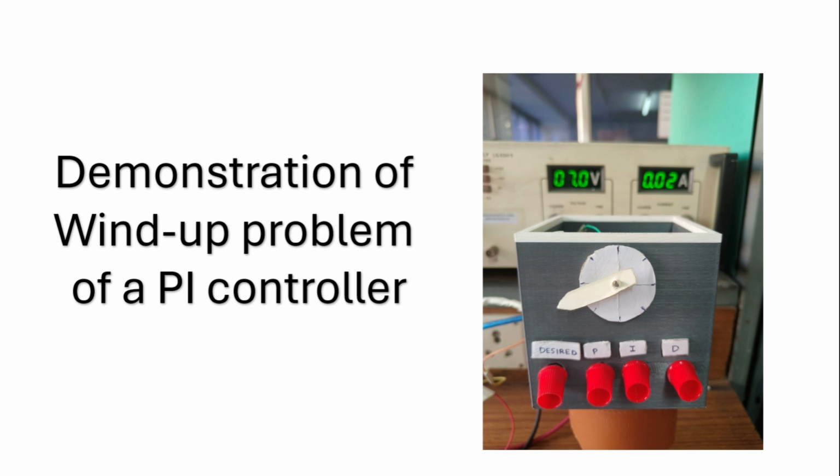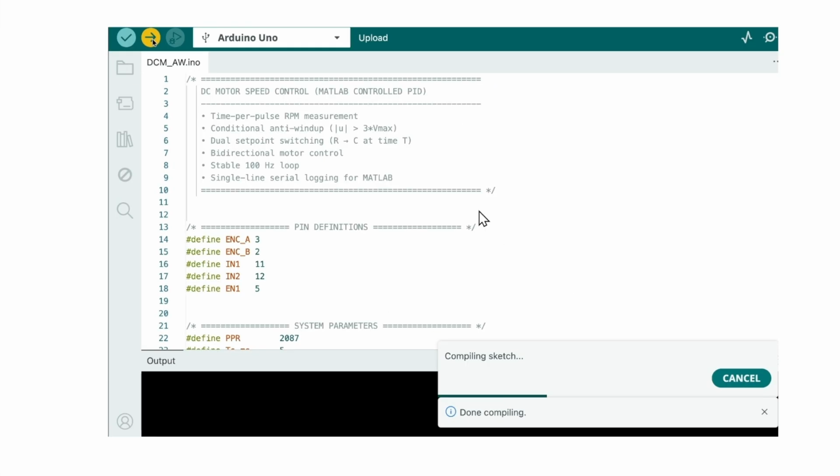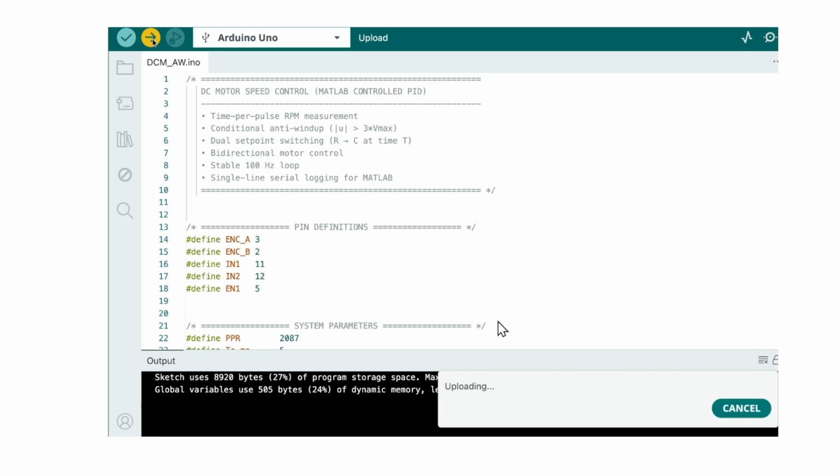Now we look into the windup problem that PI controllers face. The setup is the speed control of a DC motor. We are using a PI controller here. The hardware implementation is exactly similar to what we had done for the Ziegler-Nichols demonstration. So the code is getting compiled and uploaded to the Arduino board.